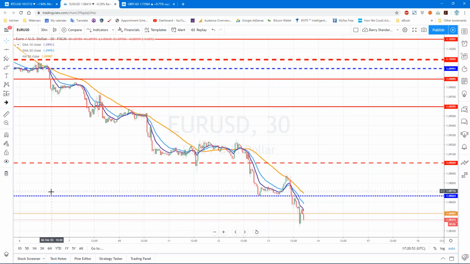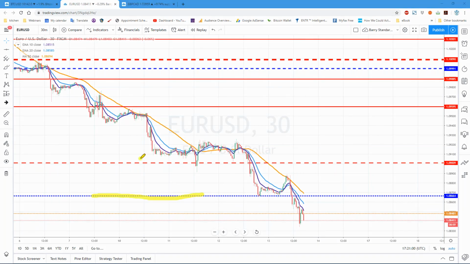Now look at this blue line. This is where the euro is trading right now, or the area that its price has come down to.